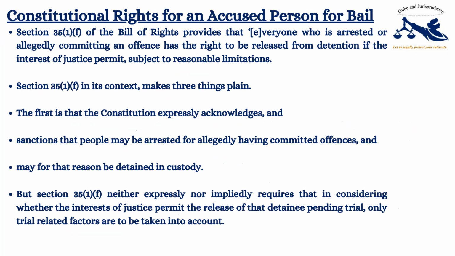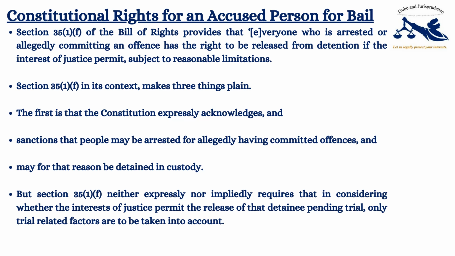Section 35, subsection 1(f) of the Bill of Rights provides that everyone who is arrested for allegedly committing an offense has the right to be released from detention if the interests of justice permit, subject to reasonable conditions. Section 35, subsection 1(f) in its context makes three things plain. The first is that the Constitution expressly acknowledges and sanctions that people may be arrested for allegedly having committed offenses and may for that reason be detained in custody.